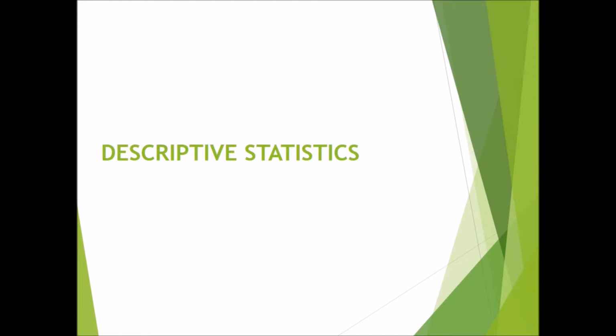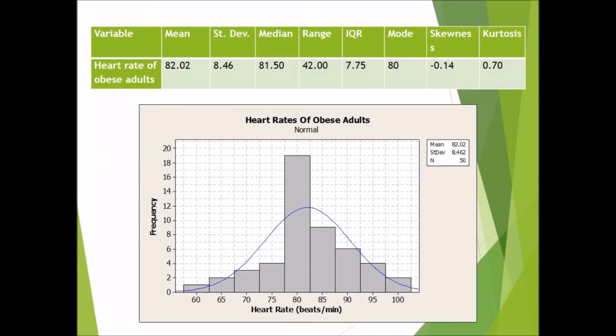From this set of data, you can see that the average heart rate for obese adults is 82.02, standard deviation 8.46, median 81.5, range 42, lower quartile range 7.75, mode 80, and the graph is slightly skewed towards the left by minus 0.14 with a 0.7 kurtosis.